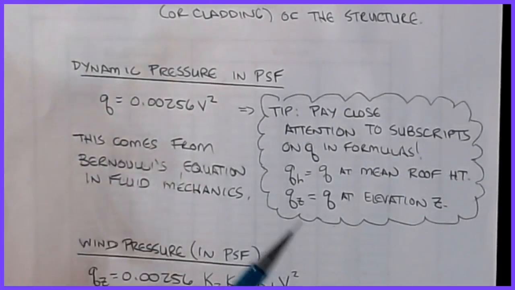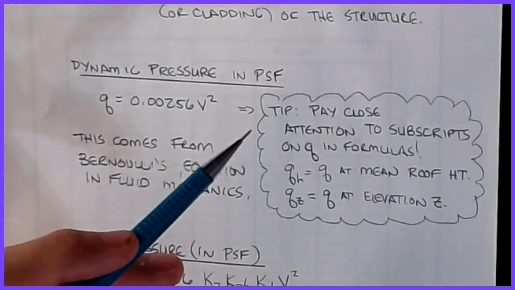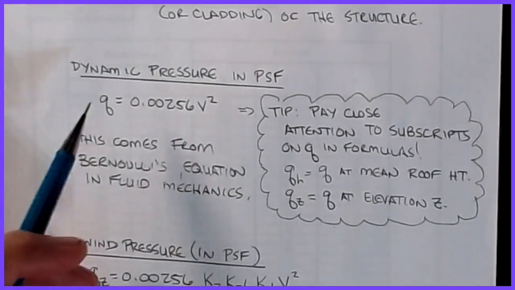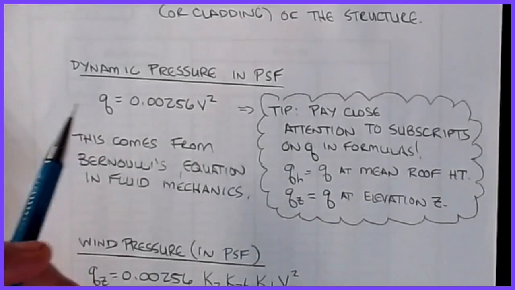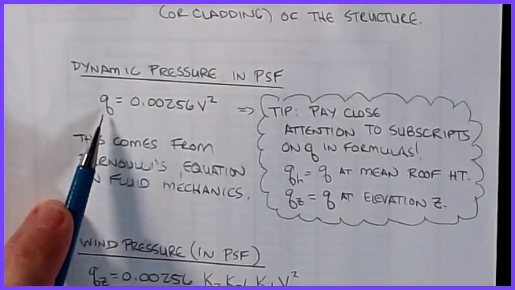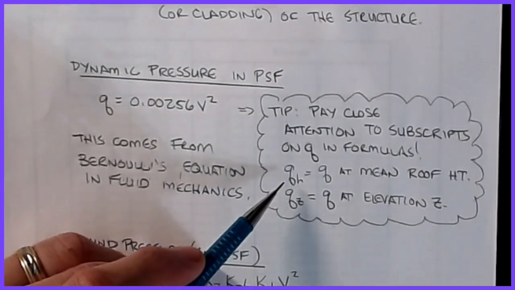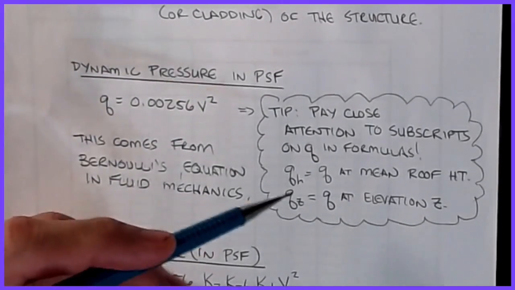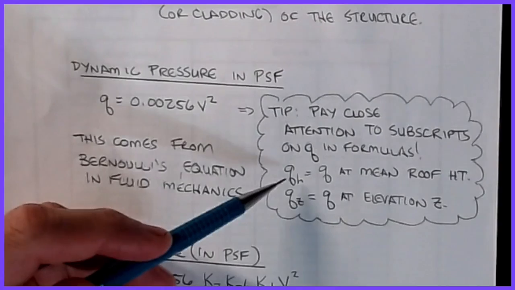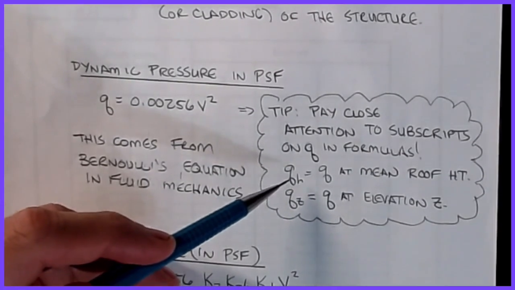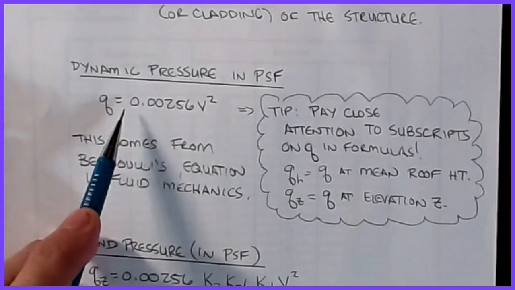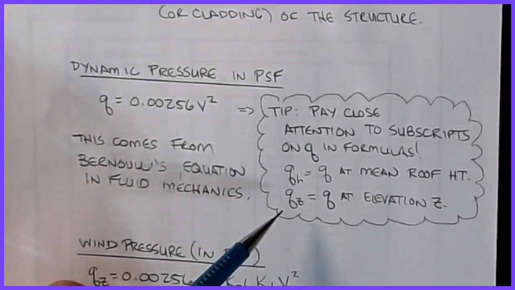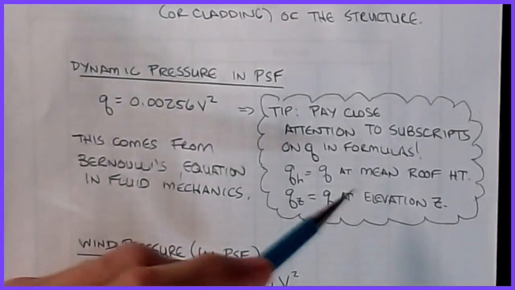Now what we want to be very careful of, and I'll warn you about this up front, and then I'll show it as we work our way through the process, is that the subscripts in this methodology mean a whole lot, particularly when it comes to q. So you're going to see things like qh and qz in the manual and in these notes, so pay very, very special attention. qh is a very specific value. It's the measure of this calculation q taken at the mean roof height of the building, and then qz is that same calculation taken at any elevation z.